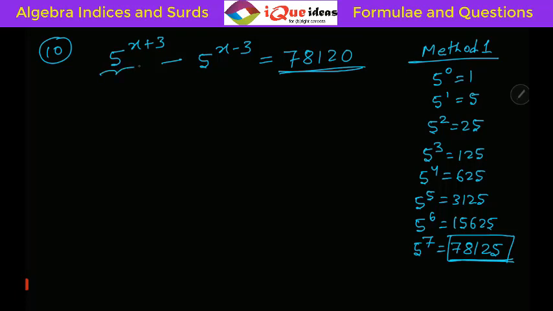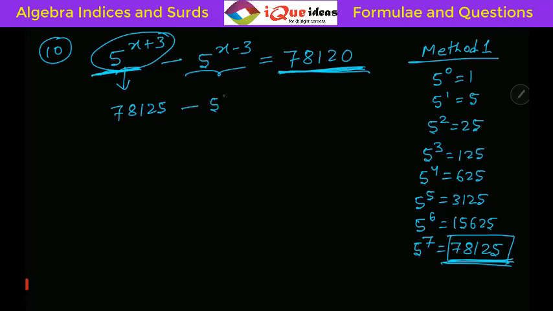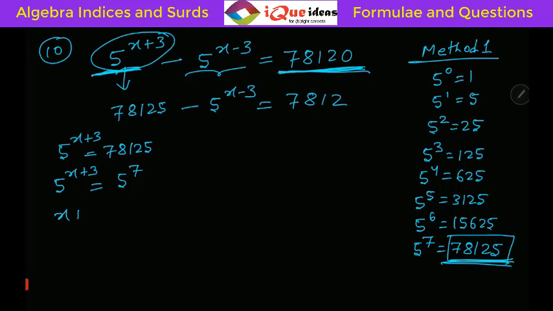Now here, something minus something we are getting 78120. That means the first value has to be more than 78120 and also it is a power of 5. So what we will do, we will assume it to be 78125. So let's assume that this is 78125. Minus 5 raised to the power x minus 3 equal to 78120. So what we are saying is that we are assuming 5 raised to the power x plus 3 equal to 78125. That means we are assuming 5 raised to the power x plus 3 to be 5 raised to the power 7. So this gives us x plus 3 equal to 7, that is x equal to 4. Right? Let's check from the second part whether it is correct or not.